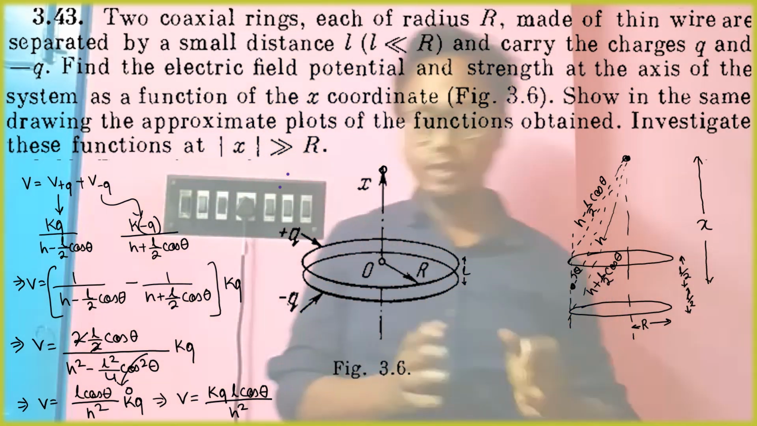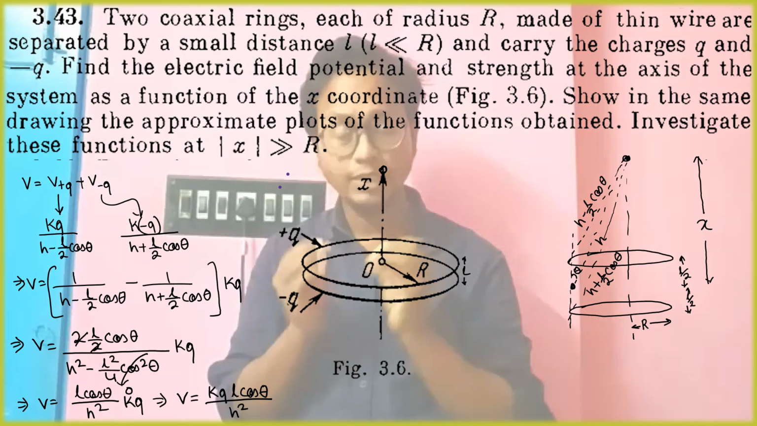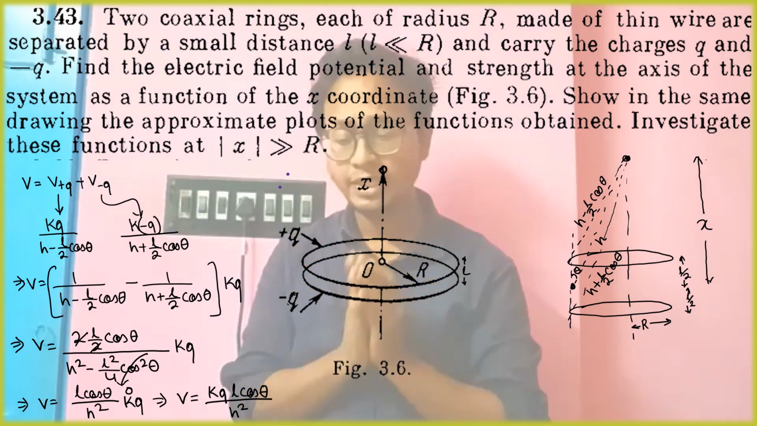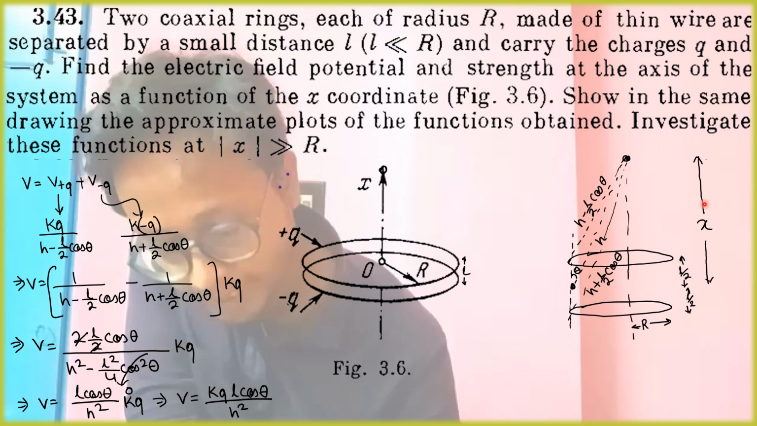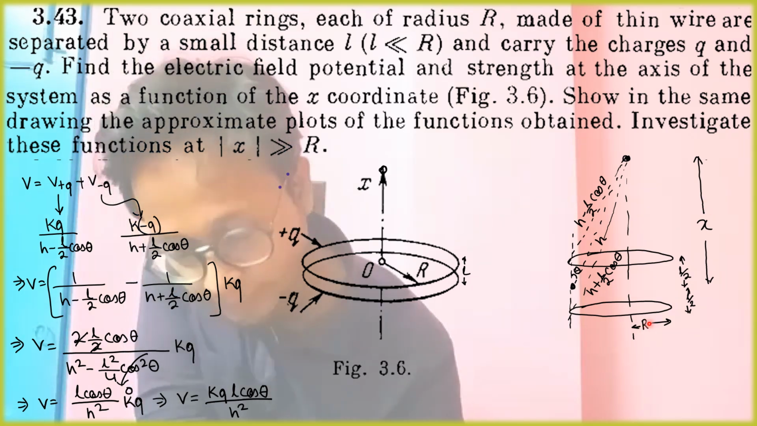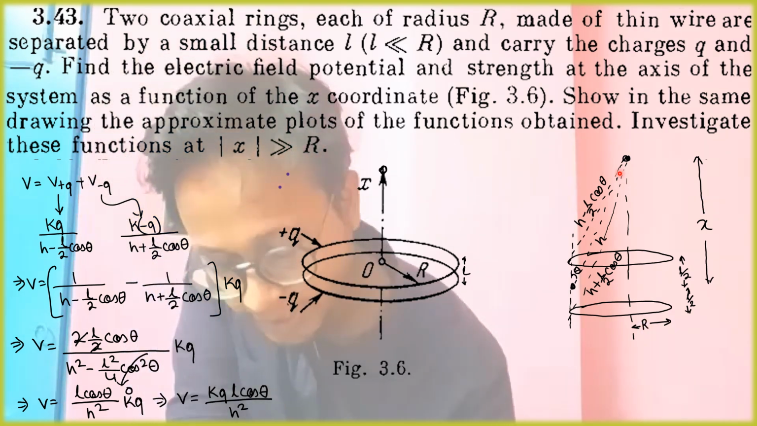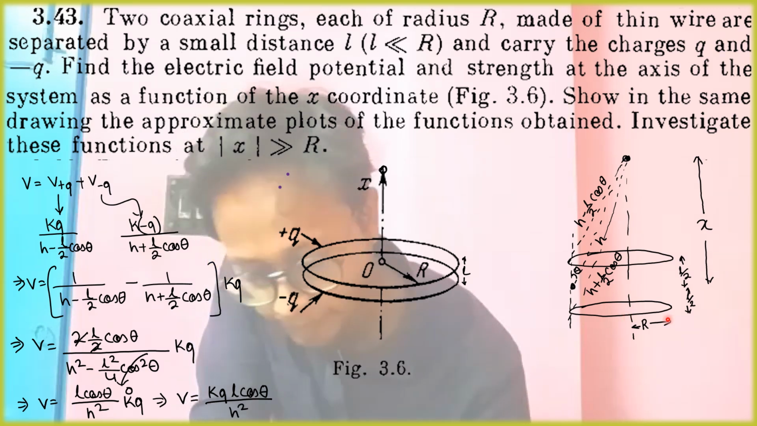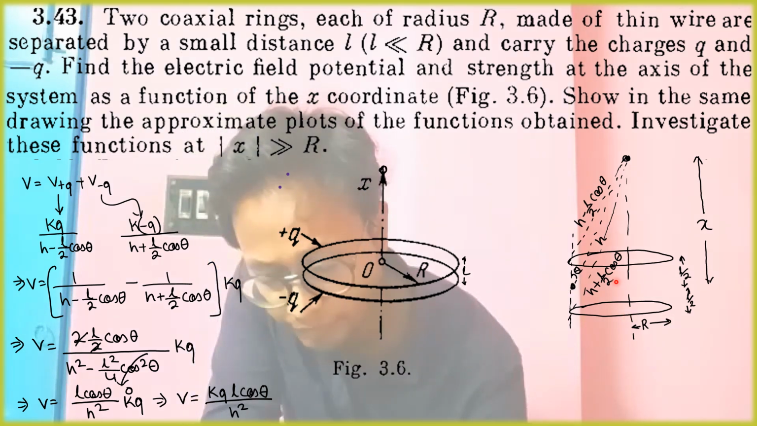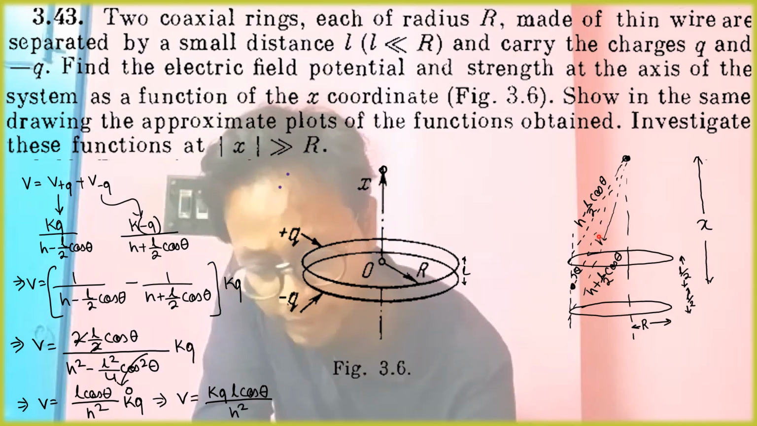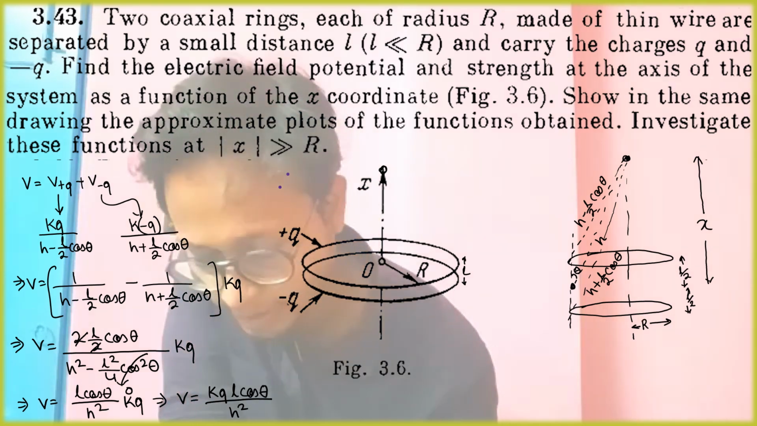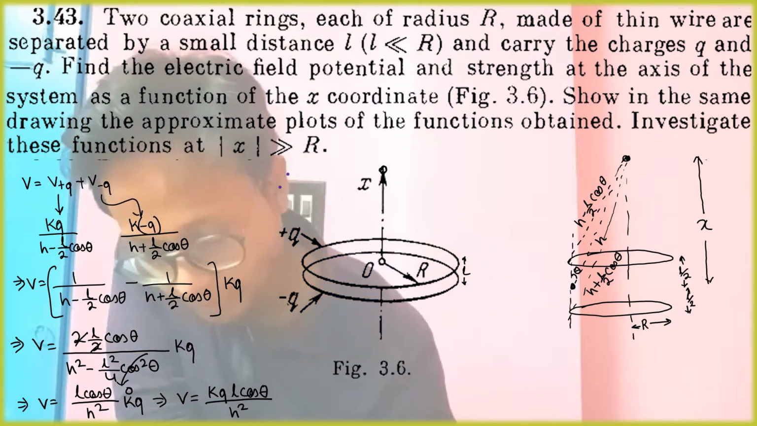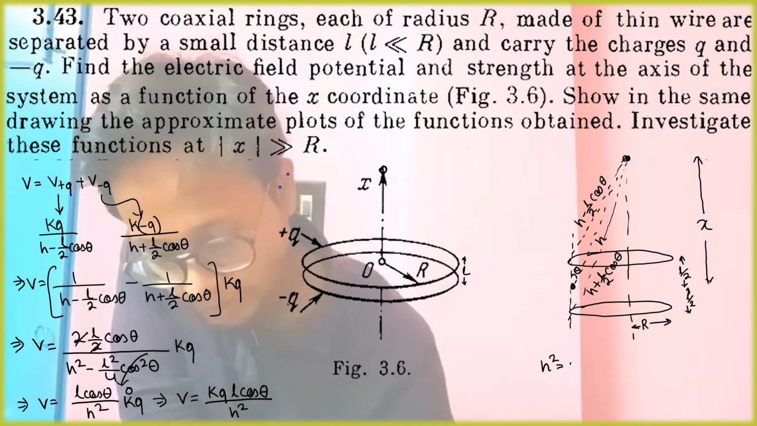Okay, but I have to write this equation a little bit neatly. Neatly means instead of the term h out here, I have to write it in terms of x and r. What is the relation between h, x and r? Can I apply Pythagoras theorem? If I apply Pythagoras theorem, h square is equal to x square plus r square, isn't it?